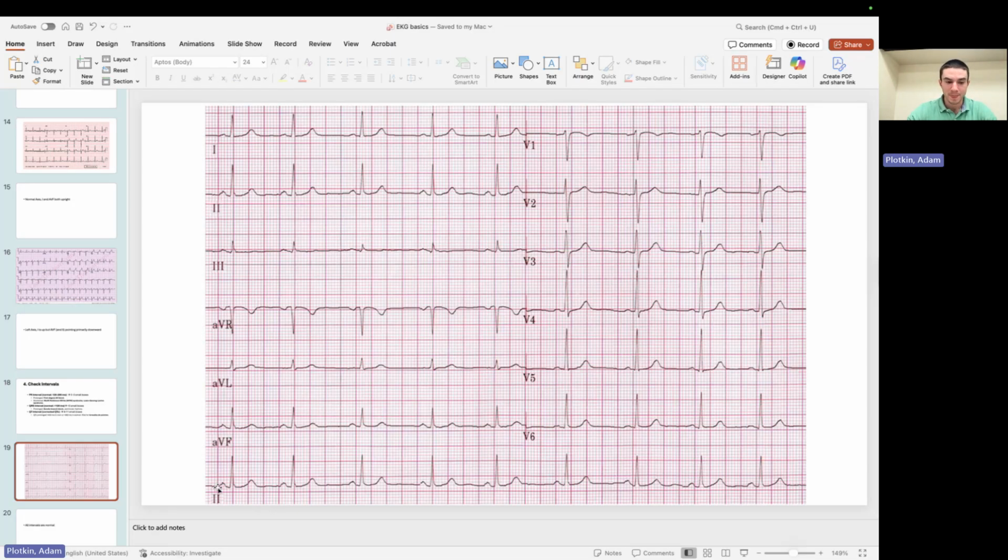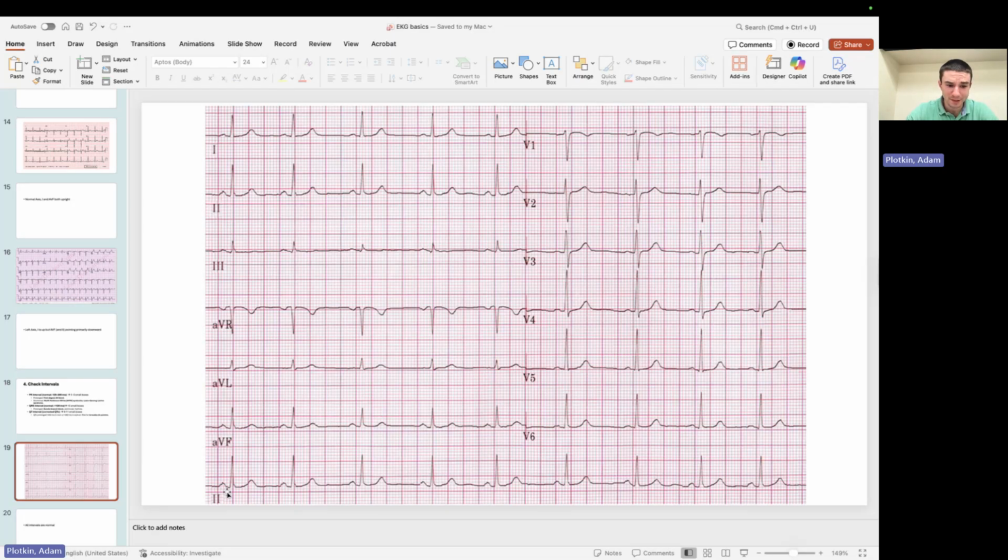And then we look at my intervals, right? So remember, 3 to 5 small boxes. So the PR interval starts a little bit after this nice solid line, and it clearly stops well before the next one. That's normal, right? And then I just kind of check and make sure it's the same vibe throughout. Absolutely. Okay.